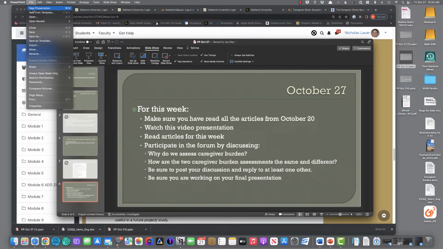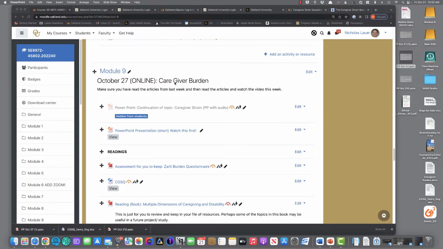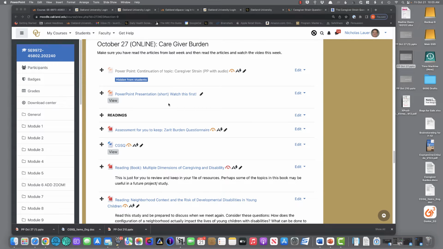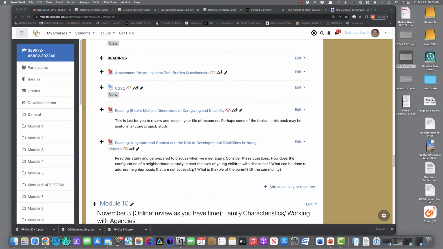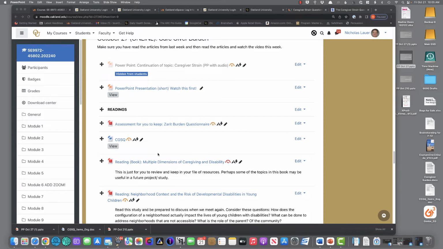So let's get out of this for right now. I'm going to make sure that I've got it saved. All right. And if we look on here, you've got some readings, but two of the readings are actually the instruments. Then there's multiple dimensions of caregiving and disability, and the neighborhood context and the risk of developmental disabilities in young children. That kind of goes along with the other things that we've talked about.